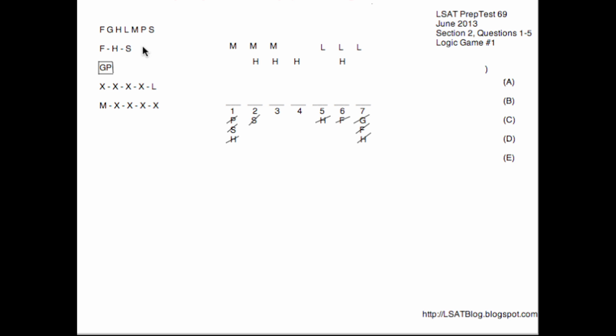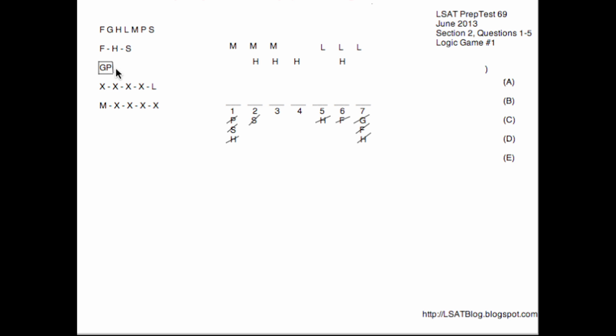Now, because of this, we can diagram a few restrictions on the spaces themselves here. We know that H cannot be first, nor can it be last, because it's got to have something coming before and after it. S cannot be in the first two spaces because it's got to have both F and H before it at least. And then we know that F cannot be in the last two spaces because we've got to have both H and S after it.